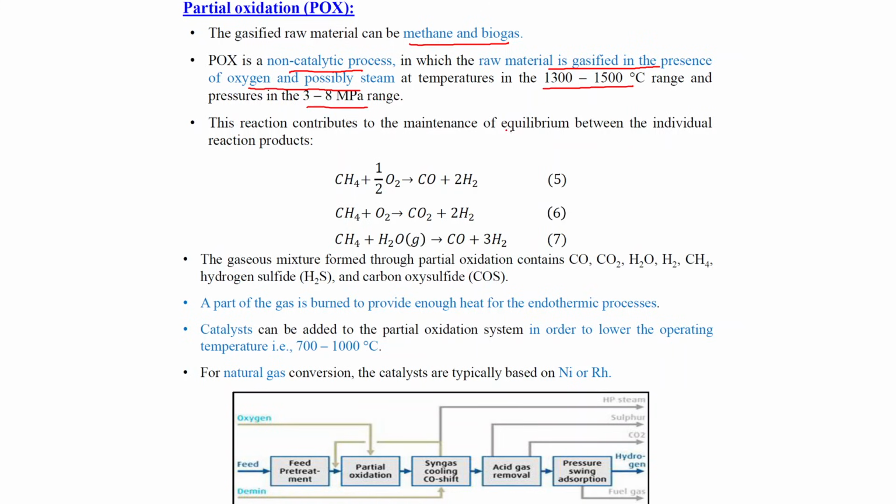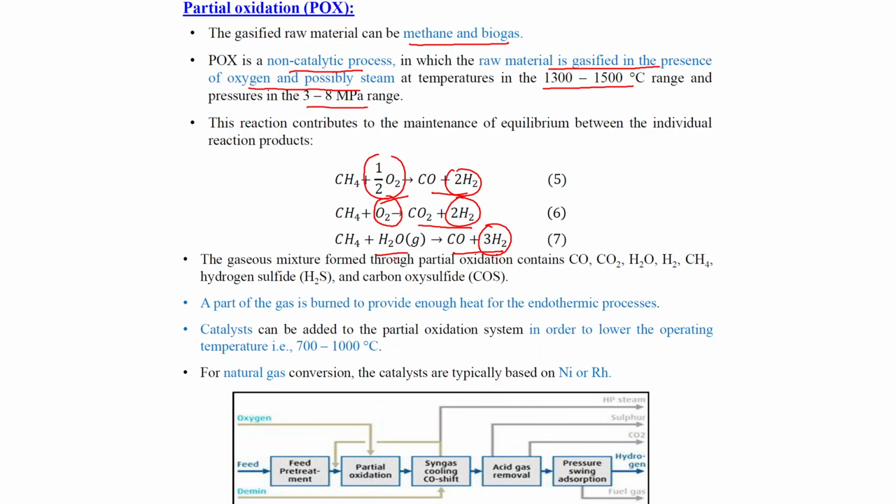This reaction contributes to the maintenance of equilibrium between the individual reactions. So simply here methane reacts with the oxygen to give syngas, that is carbon monoxide and hydrogen. This is partial oxidation. Then further oxidation, in excess oxygen, produces carbon dioxide and hydrogen, and in the presence of steam, it gives carbon dioxide, carbon monoxide, and excess amount of hydrogen. So in all these reactions, you are getting hydrogen, which can be trapped and used as fuel.